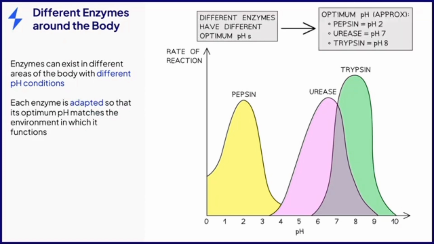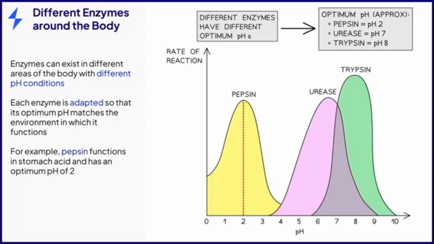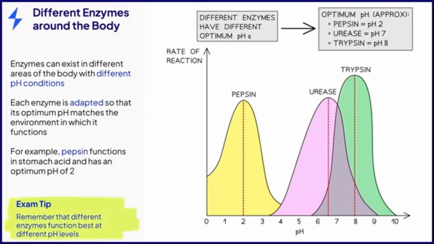Some examples are shown in the graph here. You can see that pepsin, which is an enzyme found in stomach acid, has an optimum pH of 2 to prevent it from denaturing in the acidic conditions of the stomach, while the enzyme urease has an optimum pH of around 7 and trypsin has an optimum pH of around 8. A common mistake to make is to say that all enzymes denature in acidic conditions. Remember that different enzymes function best at different pH levels.